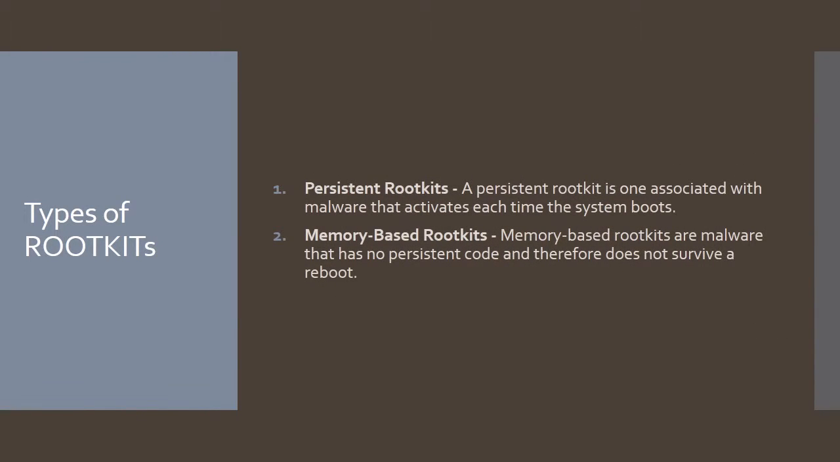There are different kinds of rootkits, and I'll be explaining a few important ones. The first one is persistent rootkits. A persistent rootkit is one associated with malware that activates each time the system boots. Because such malware contains code that must be executed automatically at each system start or when a user logs in, it must store the code in a persistent store, such as the registry or the file system, and configure a method by which the code executes without user intervention.